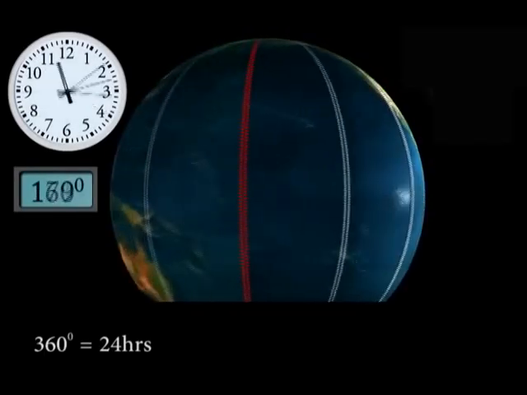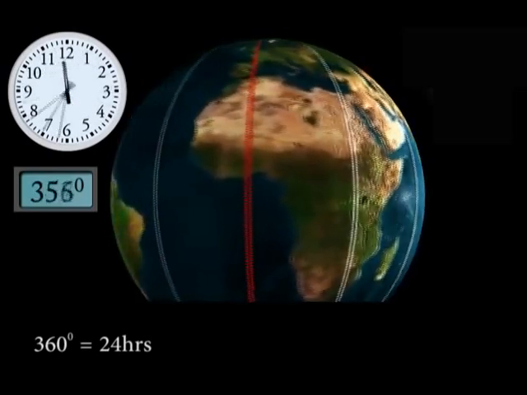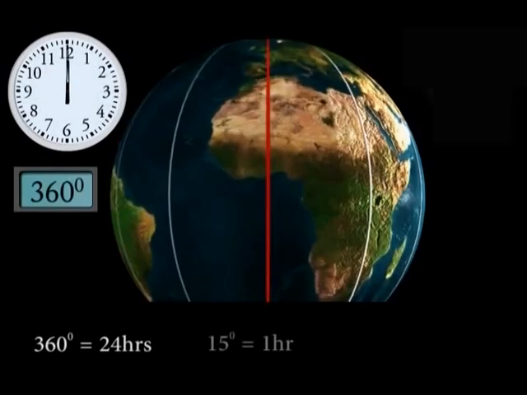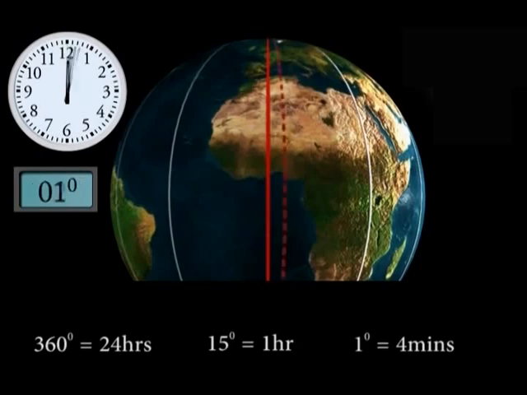The Earth rotates 360 degrees in 24 hours, and that means every hour the Earth rotates 15 degrees. Considering that 1 hour is equal to 60 minutes, it means that the Earth rotates 1 degree every 4 minutes. A difference of 15 degrees between two places therefore means a time difference of 1 hour.